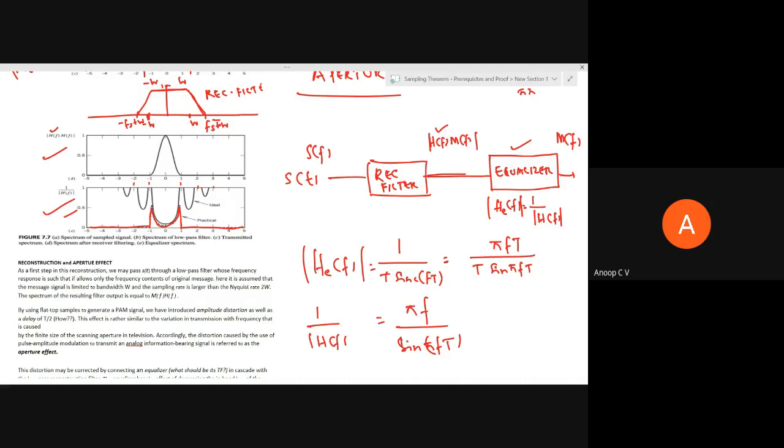With this I'll wind up this particular video. In the next video, I'll be discussing TDM and pulse position modulation. Those topics also will be there for your third internal test.